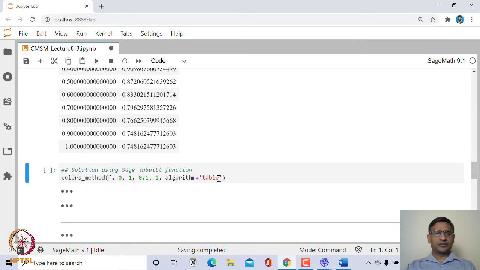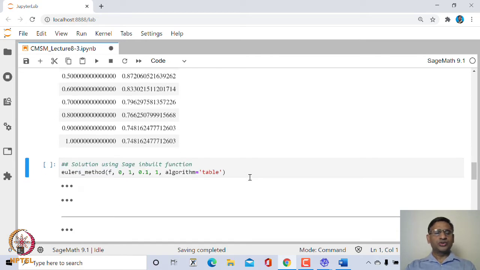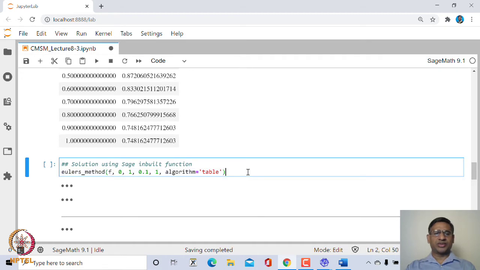Now you can also use the inbuilt function. In the last lecture I told you Sage already has several inbuilt functions to find the numerical solution of an ordinary differential equation, and Euler underscore method is one such. So let us call that Euler's underscore methods, that is the inbuilt function of f.